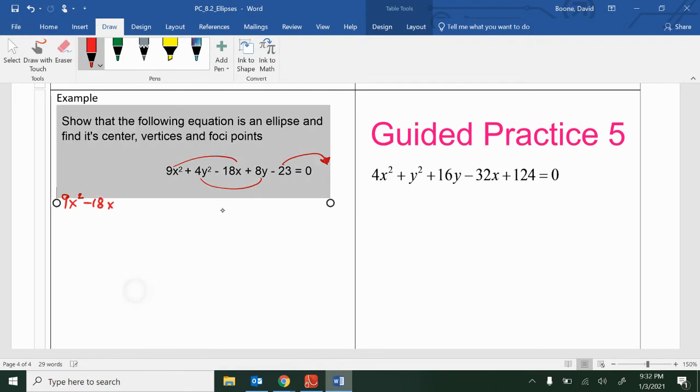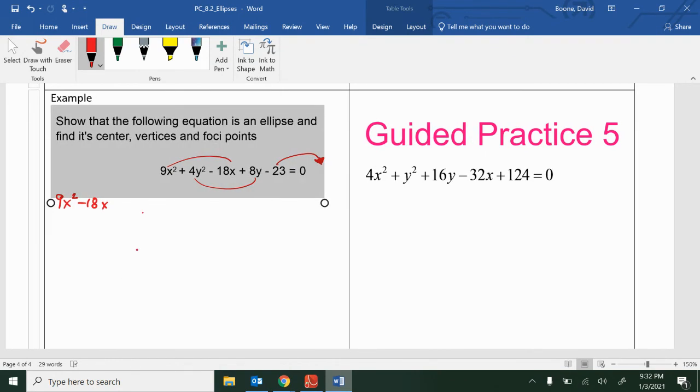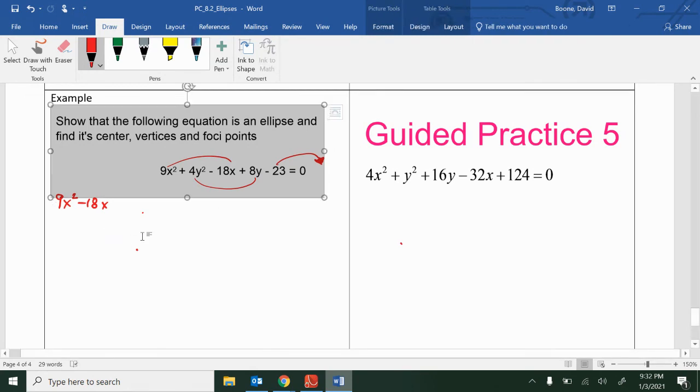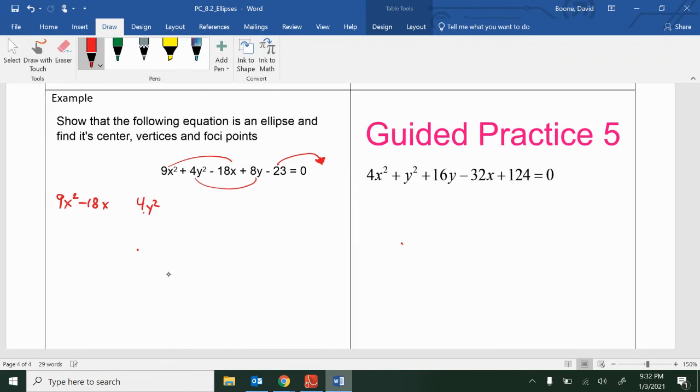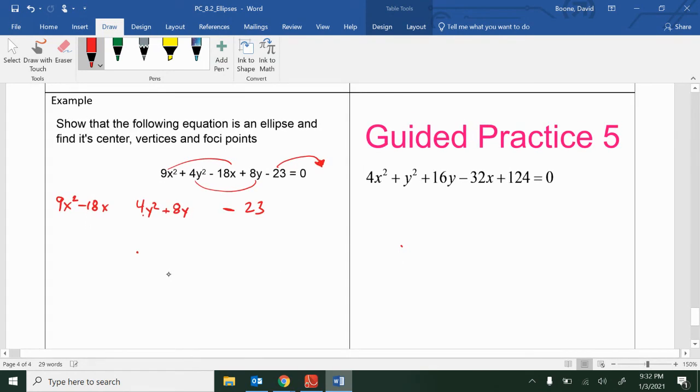I like to keep a little space because eventually we're going to do some completing the square here in a bit. So give it a little space, then group the y's. So I got 4y squared plus 8y, give a little space, equals 23. Because now what I'm going to do is complete the square. This is still a little plus 4 there. I should have had that.